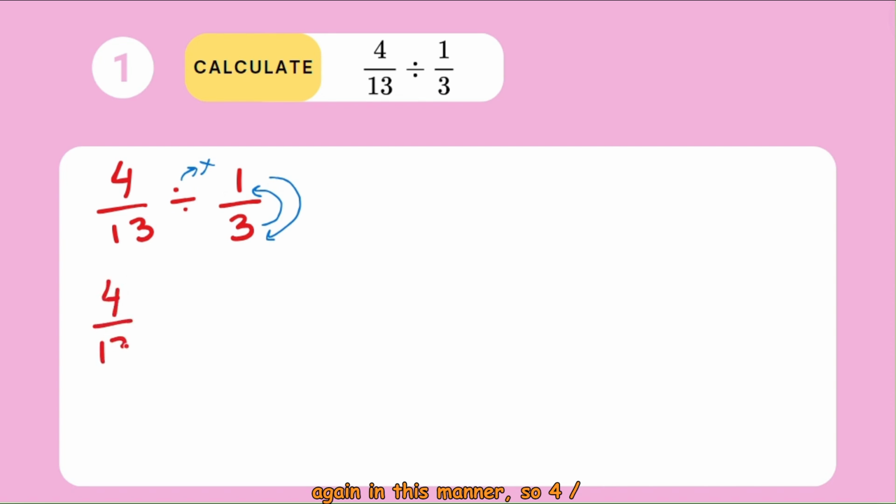So 4 over 13 multiplying by 3 over 1. Now we are going to follow the whole process of multiplying fractions. So 4 times 3 is 12. And 13 times 1 is 13. So my answer is 12 over 13.